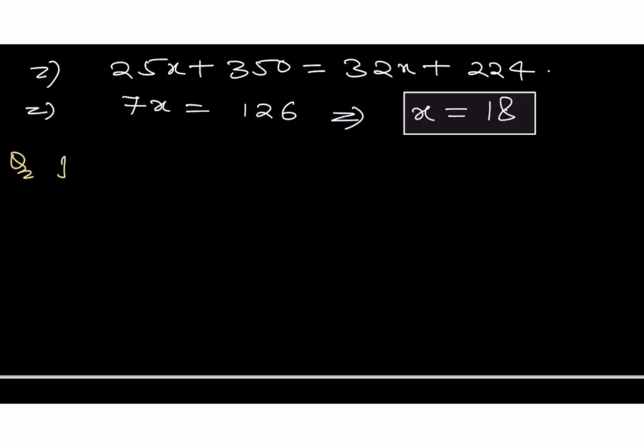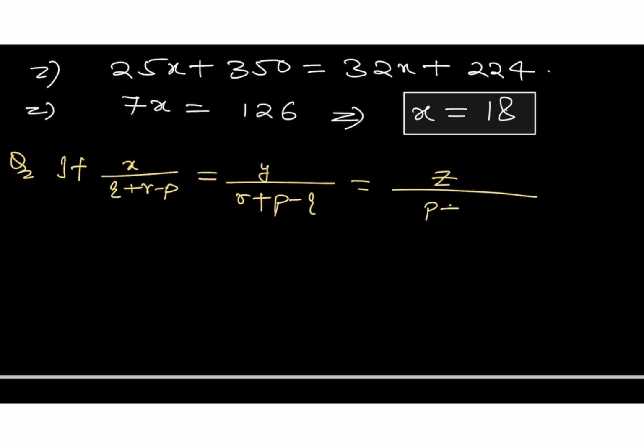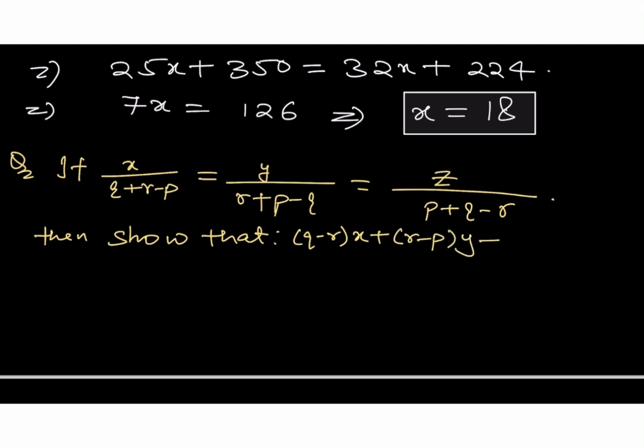Question is, if x upon q plus r minus p is equal to y upon r plus p minus q is equal to z upon p plus q minus r, then show that q minus r times x plus r minus p times y plus p minus q times z is equal to 0. So we have to prove this.